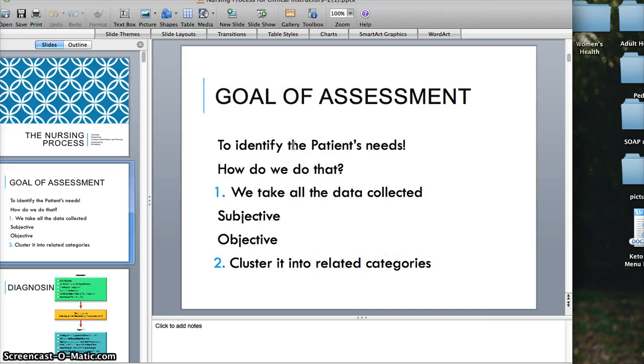Basically, I print these pages off. You don't have to if you don't want to, but I print them off and I go over them, so I'm using the same terminology. So the goal of an assessment, I just review this with them. You can walk through it understanding that when we're taking data, we're doing subjective and objective information.